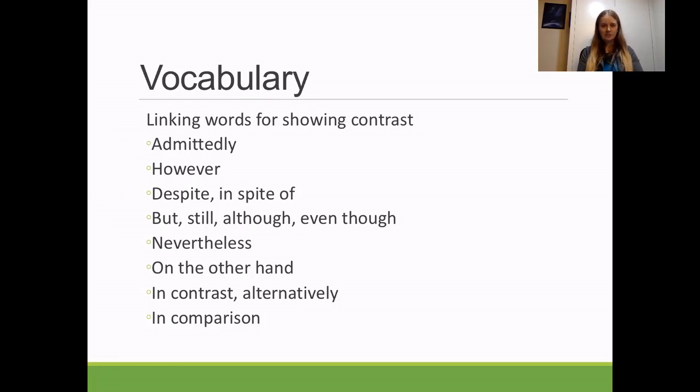If you put all of these words into one short essay, it would sound very strange. But these are really nice tools to be able to insert some contrast and have your sentences sound a little more formal and a little more varied than if you only ever used but or and or.